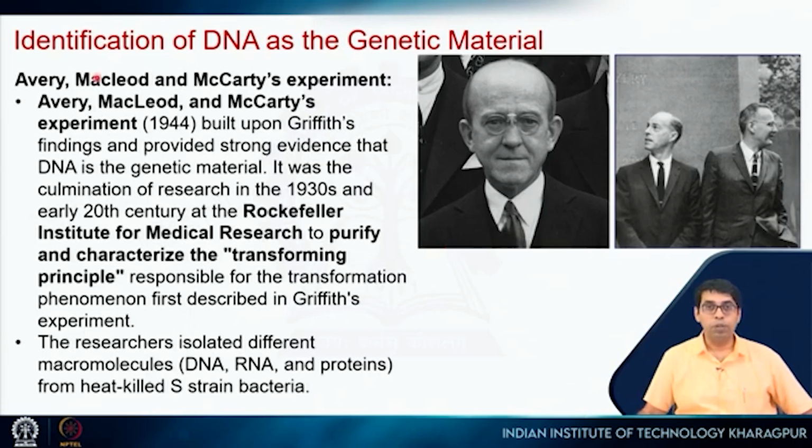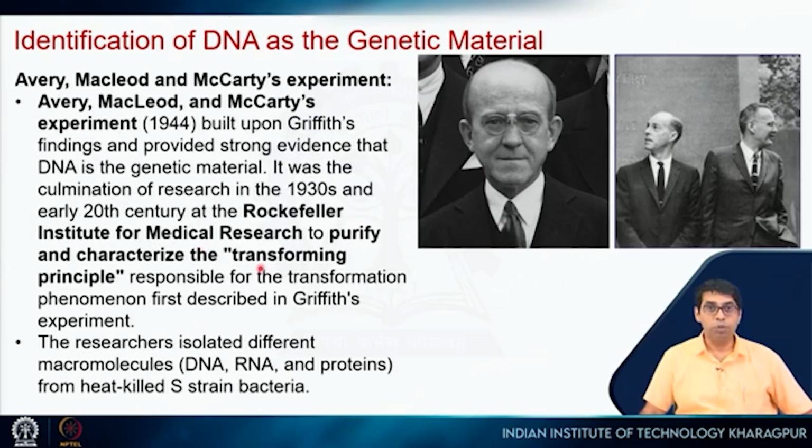Now, we know that, okay, it is most probably DNA, RNA or protein, one of these, that is responsible. To find out, several experiments were done. One of the most important experiments was done by Avery, MacLeod and McCarty in 1944. They built upon Griffith's finding and provided strong evidence that it is DNA which is the genetic material, right. This research was done at the Rockefeller Institute for Medical Research, which is in New York City.